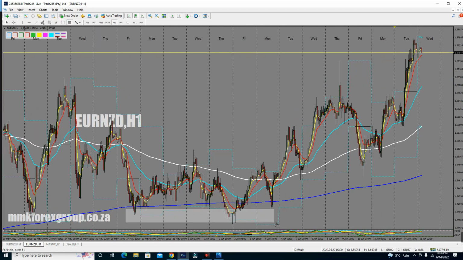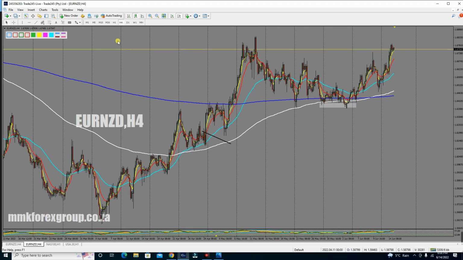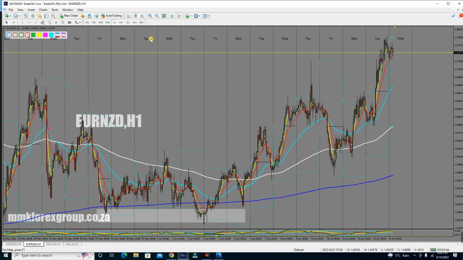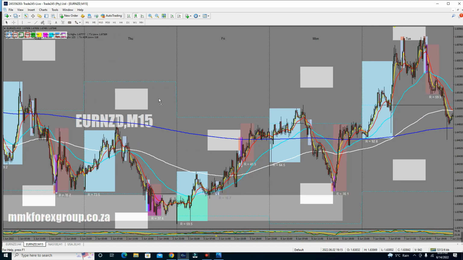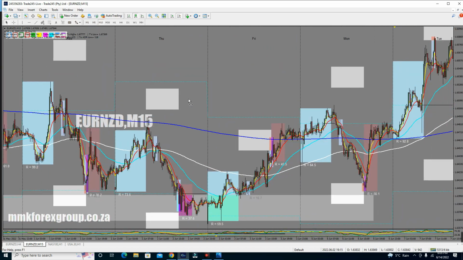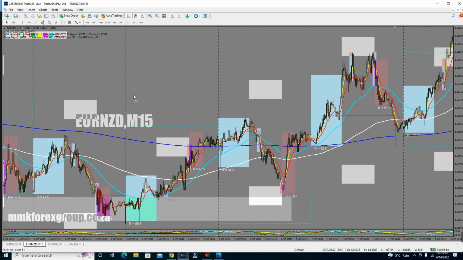Right, so it happened here, right? Let me just double check. Yes, that is where we had that reset playing out. Okay, so if we look at it from the M15, where we can actually get a nice entry if we are looking to enter the market.